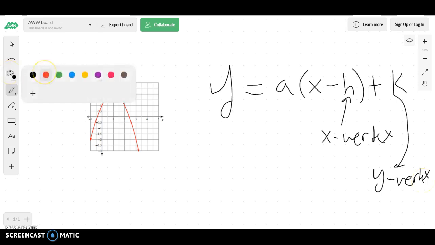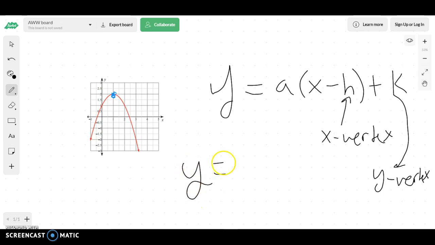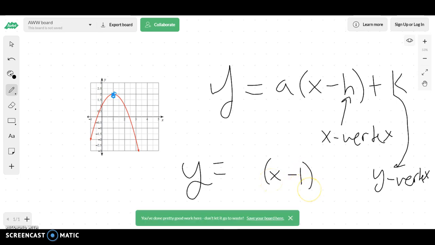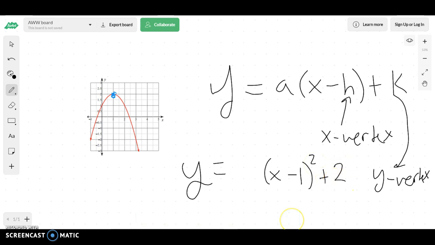So when I look here, my vertex is up there, and that for us would be at the point 2, 1. So when I write it in here, I'm going to have y equals x minus 1, because I always put the opposite in there, plus 2, because it's up at 2.